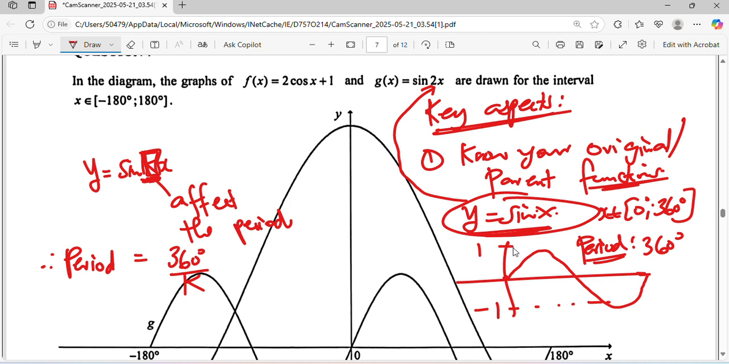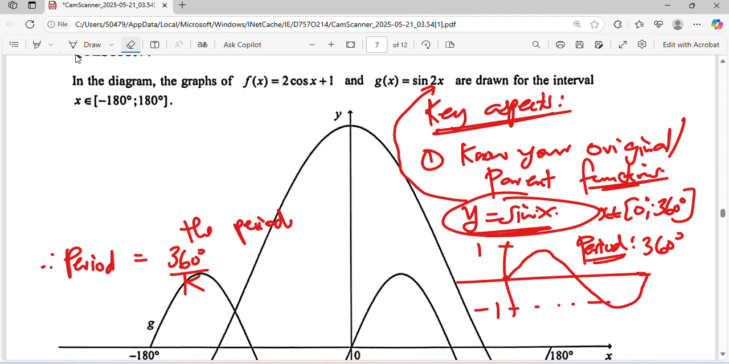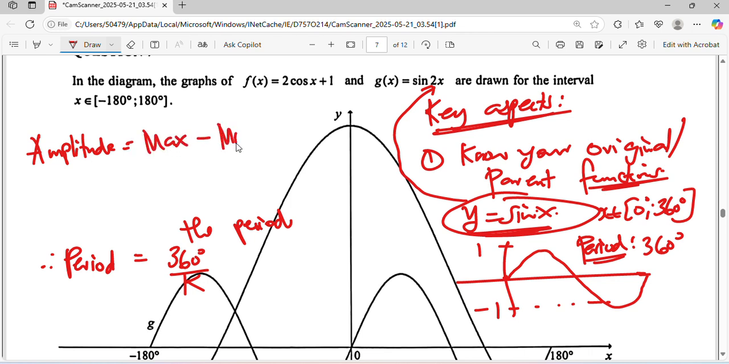Now this graph has an amplitude of 1. What is the equation to get the amplitude? To get the amplitude, you say the maximum minus the minimum, divided by 2. That's the formula you use to get the amplitude. The max of this is 1, minus the minimum, which is -1, divided by 2. So 1 plus 1 divided by 2 is 1. That means the amplitude is 1. It's very important that you know how to get your amplitude.